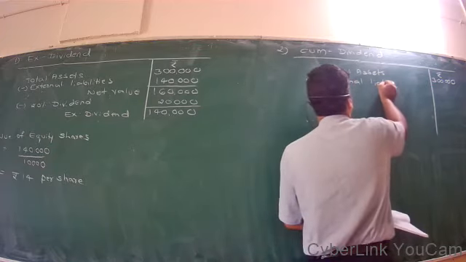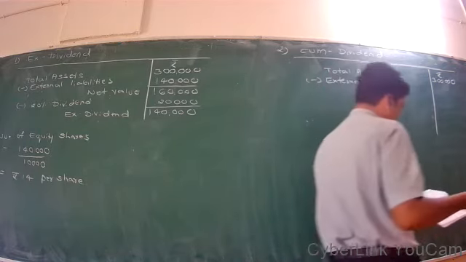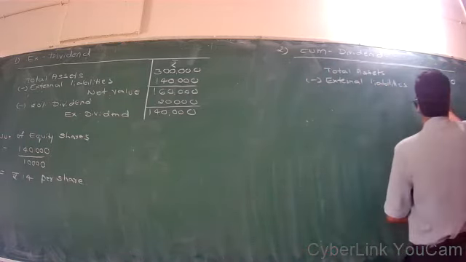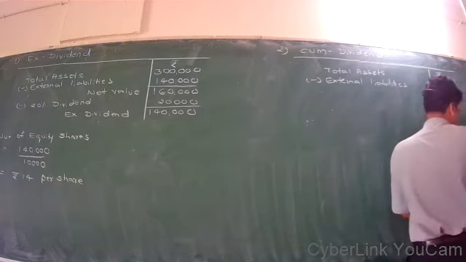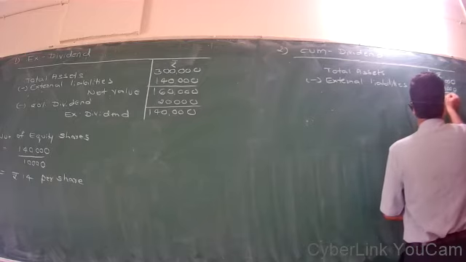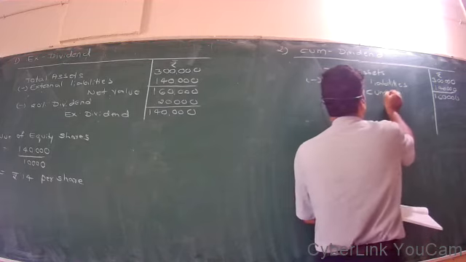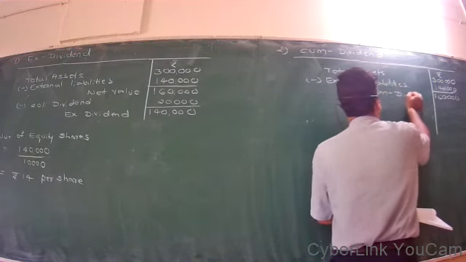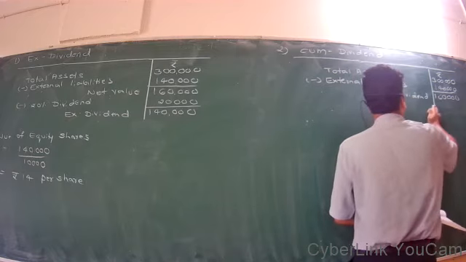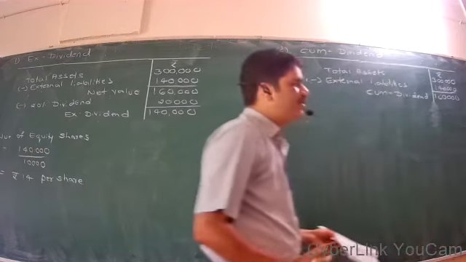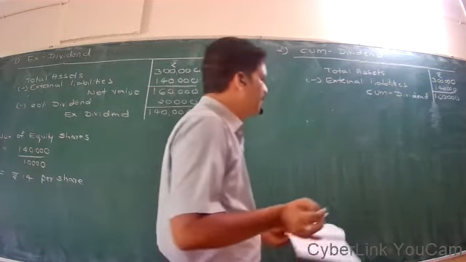Next, minus external liabilities, 1,40,000. So 1,60,000, cum dividend. I will write here cum dividend: net assets available to equity shareholders with dividend. So here we are not going to deduct the dividend.